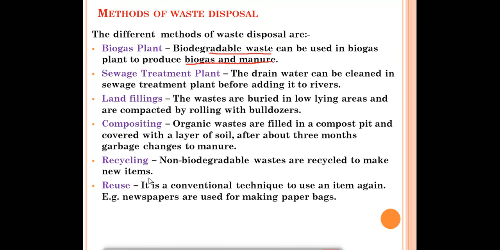Recycling. Non-biodegradable waste are recycled to make new items. For example, the plastics or the metals can be recycled to make other useful items. Reuse. It is a conventional technique to use an item again. For example, newspapers are used for making paper bags, envelopes, etc. So these are the different methods of waste disposal: biogas plant, sewage treatment plant, landfilling, composting, recycling, reuse.